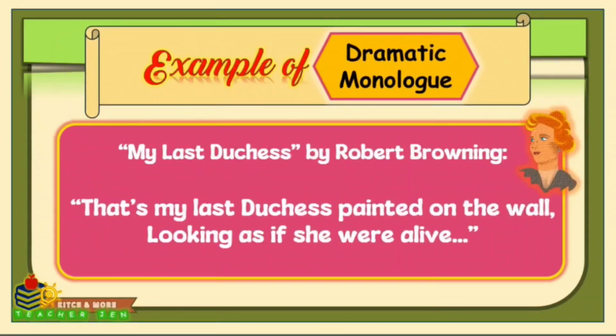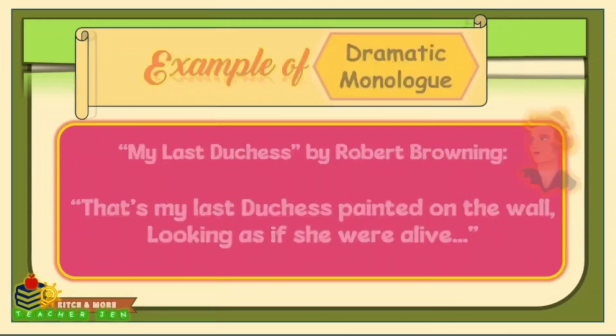For example, in My Last Duchess, we hear a duke talking about a painting of his late wife. At first, it seems like he's just describing the painting, but as he speaks, we discover his jealousy and pride. He's not just telling a story. He's revealing what's hidden in his heart. He's showing us his inner world through his words.